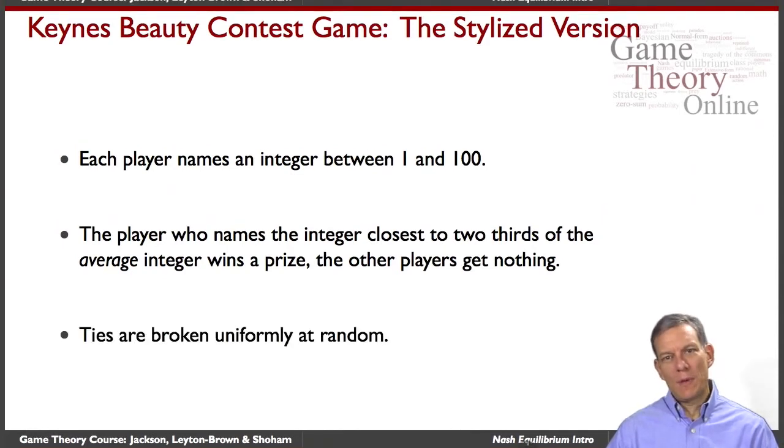If there's two people that happen to hit the same integer that's the right one, then ties are going to be broken uniformly at random. So we'll just flip a coin, or if there's three people, we'll roll a three-sided die, etc. Okay, so how would you play this game?